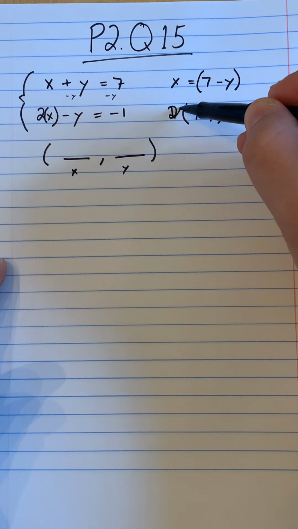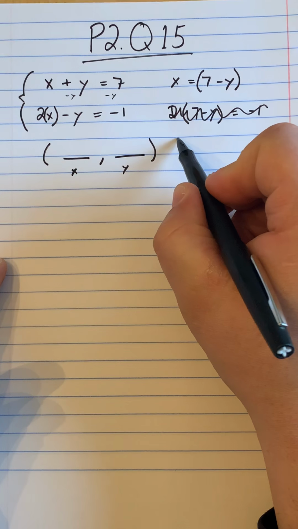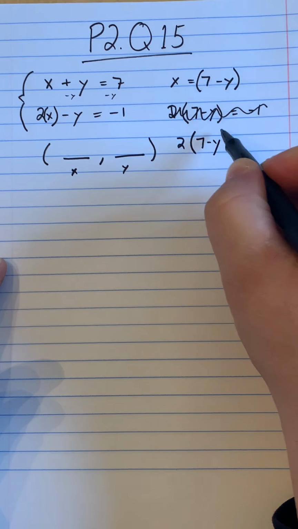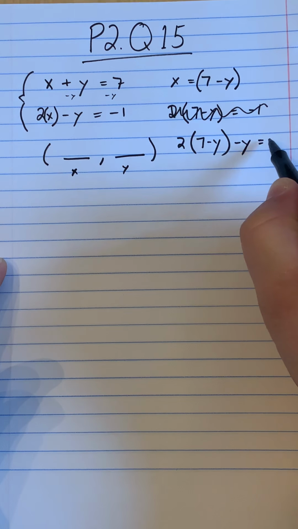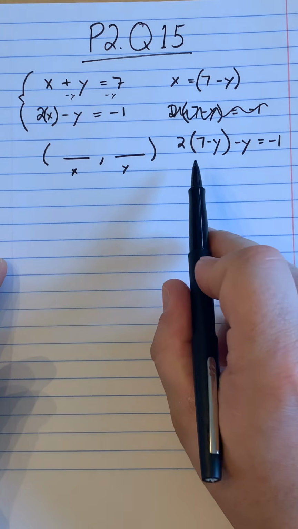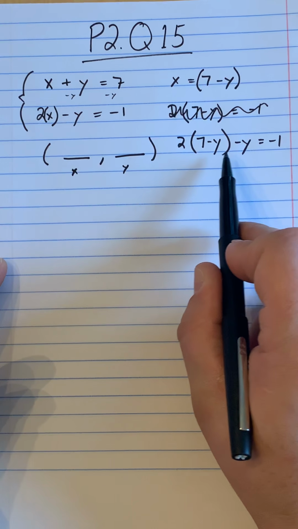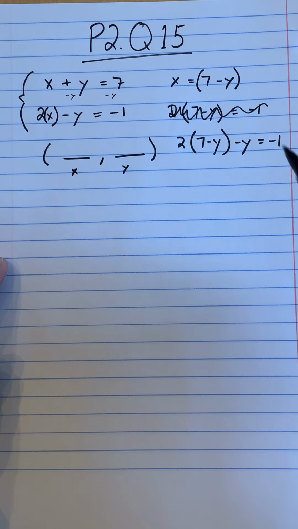Actually, let me scratch that off. Try again. So, 2 times 7 minus y, and then we still have the minus y equals negative 1. There we go. That's better. So, what we notice now is I don't have any x's. And because I don't have any x's and only y's, I can combine them and I can solve this thing.